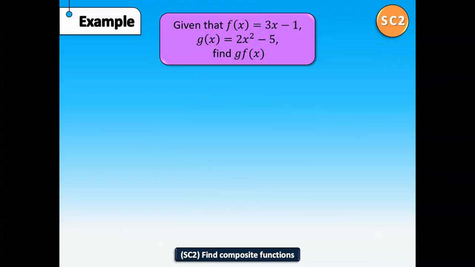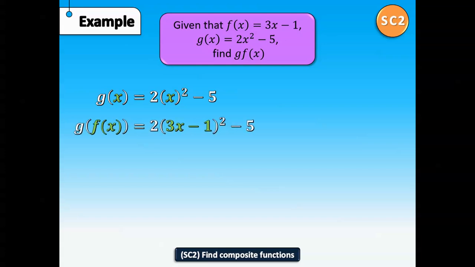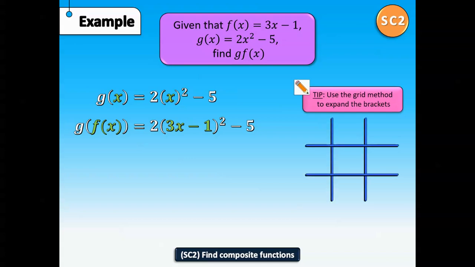Here, we want to find g of f of x. So we substitute f of x into g of x. So we replace the x with 3x minus 1. Now we need to square it first because we do indices before multiplication. So to do that, we need to use the grid method. So we do 3x minus 1 times 3x minus 1.